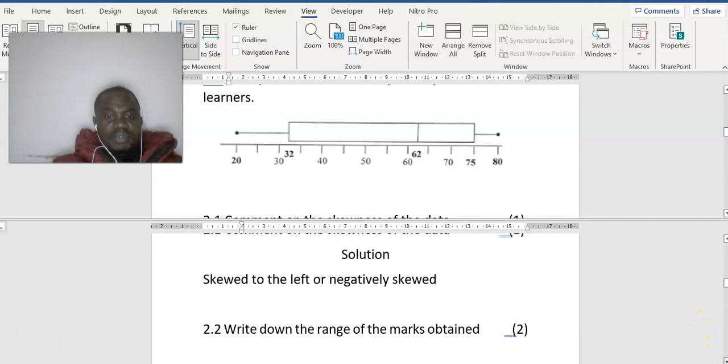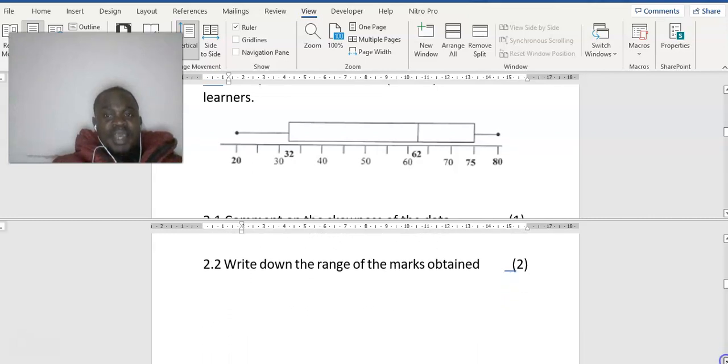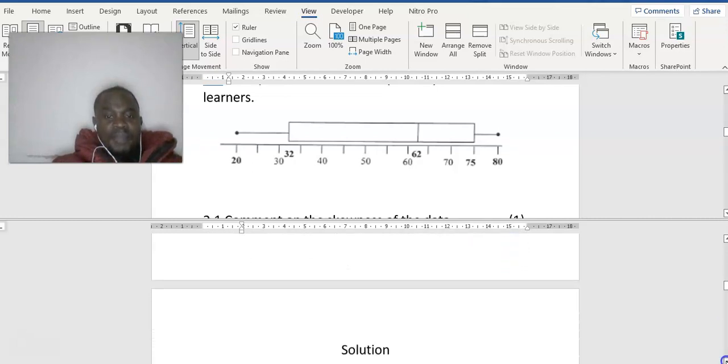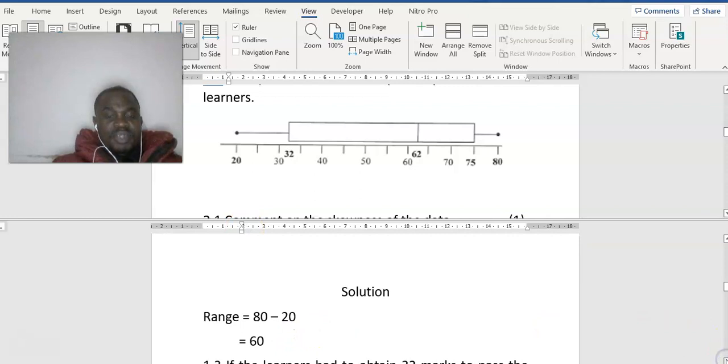Okay, then write down the range of the marks obtained. Remember, range is the biggest number minus the smallest number. So our biggest value here is what? 80, minus the smallest value here, which is what? 20, which gives us 60.